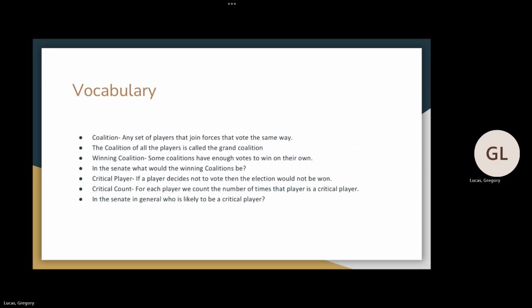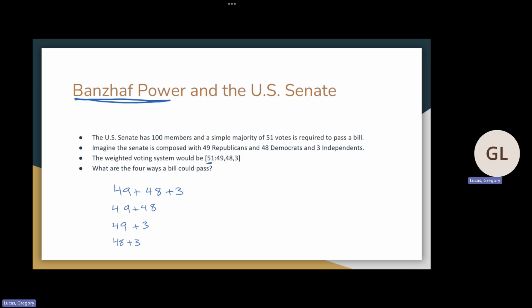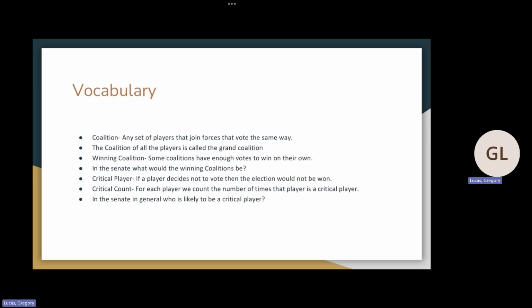So let's give a few more definitions here, and then we're still going to get back to this major definition here. All right, so we have what's a coalition. A coalition is any set of players that join forces and vote the same way. The coalition of all players is called the grand coalition, so if everyone's in agreement. The winning coalition is when some coalitions have enough votes to win on their own. So if you had, let's say, 52 Republicans or 52 Democrats, that'd be a winning coalition, because if they said yes, it would pass.